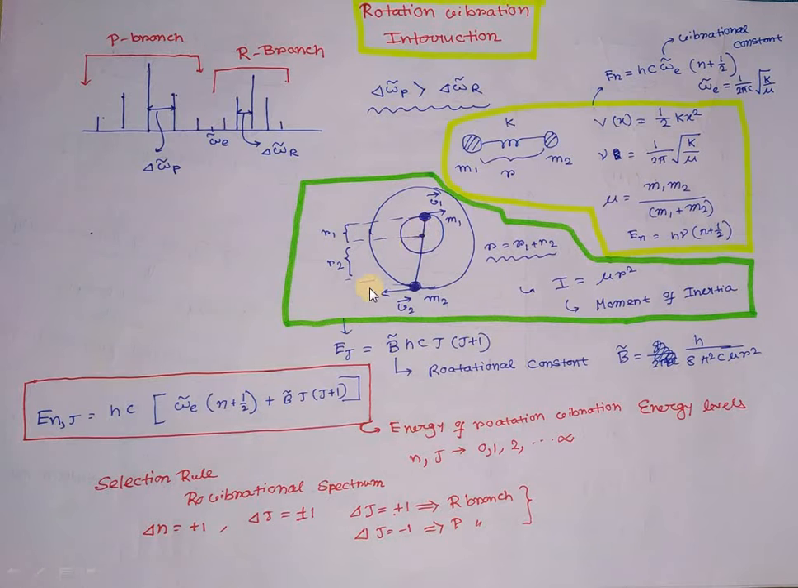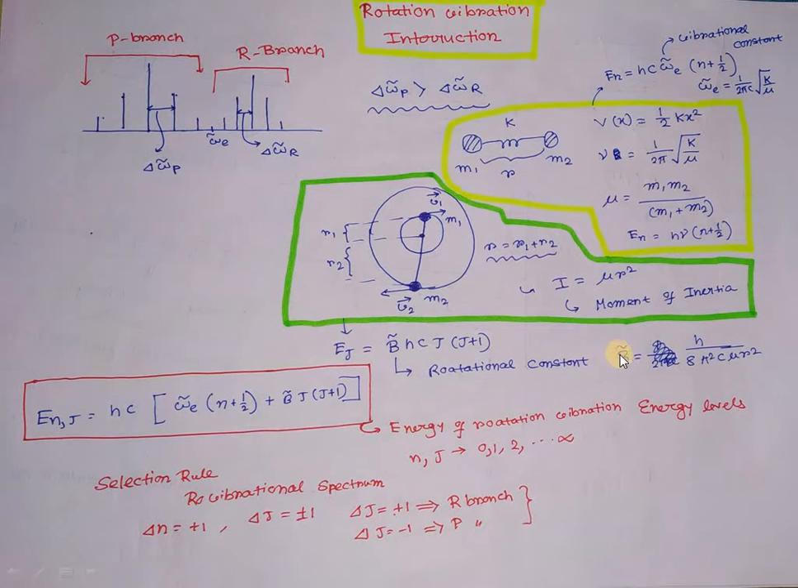Now you can see this is the bond distance R1, and V1 and V2 are the velocity vectors of these two atoms. So for this system, the moment of inertia is equal to mu into r square. Moment of inertia is nothing but basically a resistance to angular acceleration. So you can compare this moment of inertia with mass also. Now the energy expression for this rigid rotor model system is Ej equal to B bar h c j into (j plus 1), where B bar is called the rotational constant.